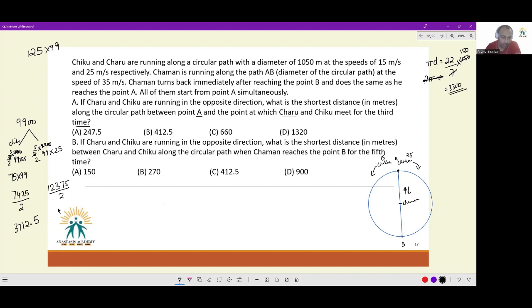3712.5, and this gives me 6187.5. Chiku has traveled 3712.5 and Charu has traveled 6187.5.